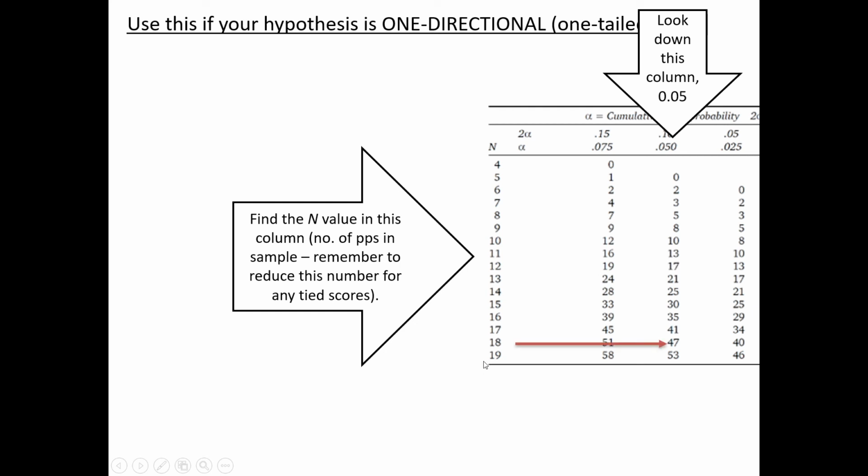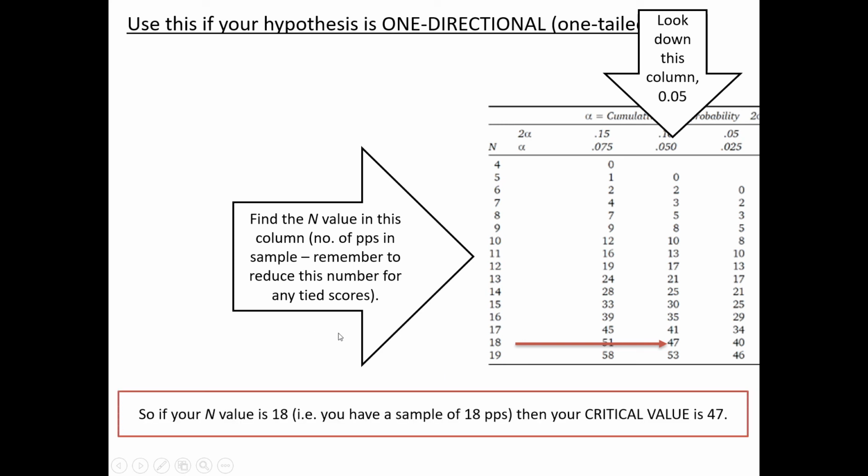But let's say we had 18 participants and we've got a different critical value to the one for 18 participants with the non-directional hypothesis. You'll notice this is why it's important that you choose the right table, because they give different results depending on the hypothesis. So if your n value is 18, then your critical value is 47. If your n value is 12, your critical value is 17. Don't go there.